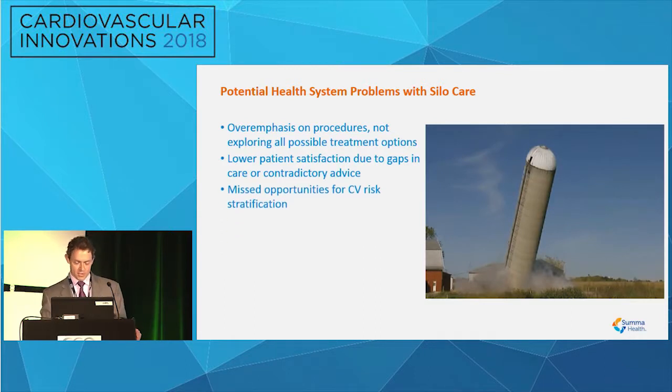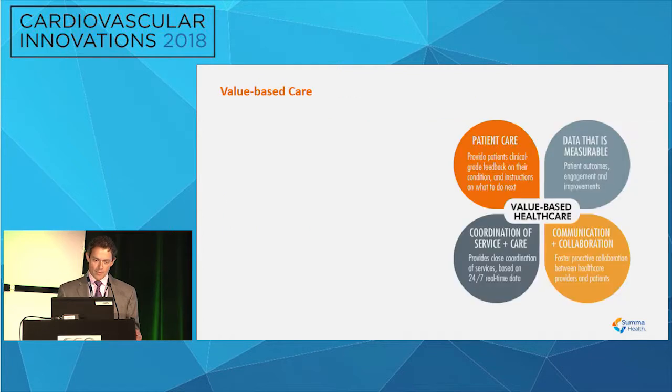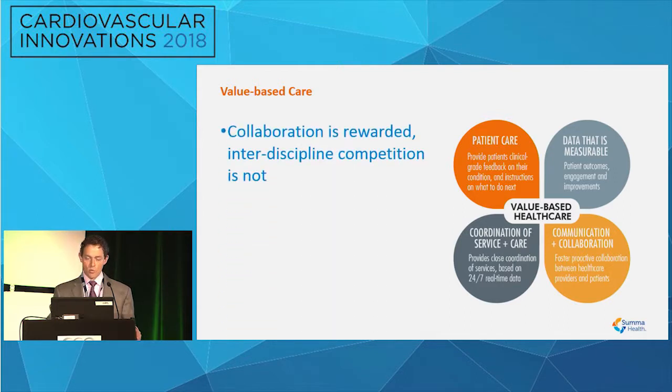Missed opportunities for cardiovascular risk stratification. We all know that peripheral vascular disease patients have poor cardiovascular outcomes, and how do we best risk stratify these patients? And how do we optimize their outcomes? So as the health system moves toward potentially a value-based reimbursement system, what are we going to see within health systems and what gets rewarded?